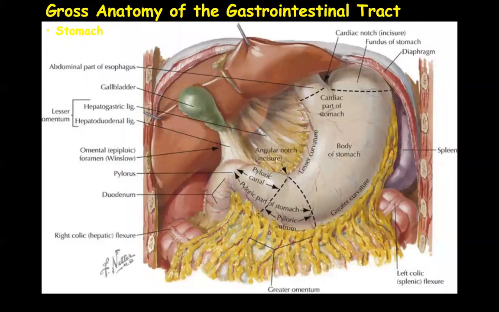So here's a view of some of these mesenteries. We have the lesser omentum right here, securing the lesser curvature of the stomach, and this big greater omentum hanging down from the greater curvature of the stomach. Up here would be the falciform ligament that appears to divide the liver into left and right halves.